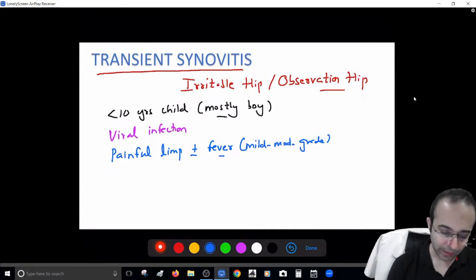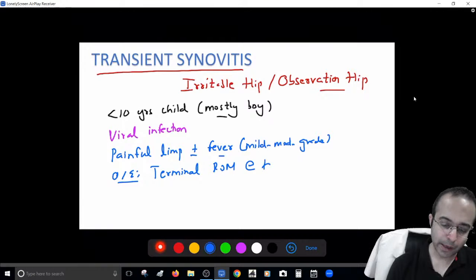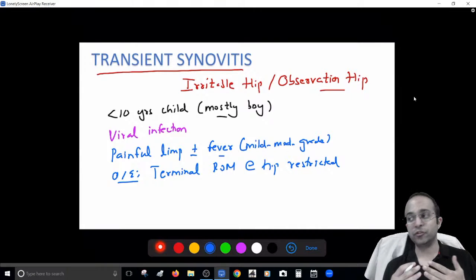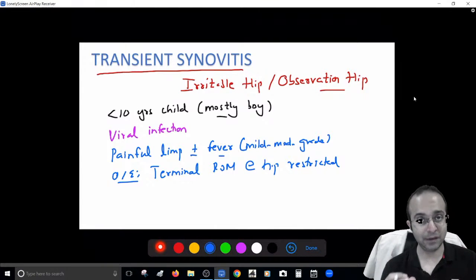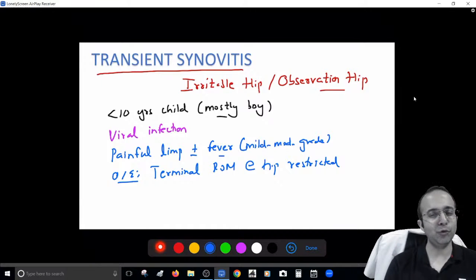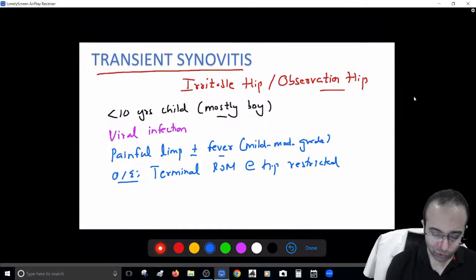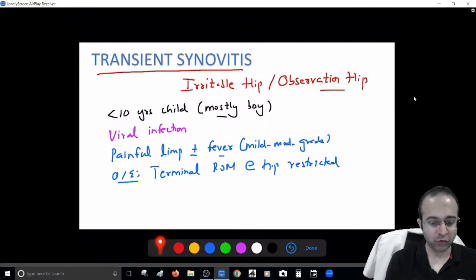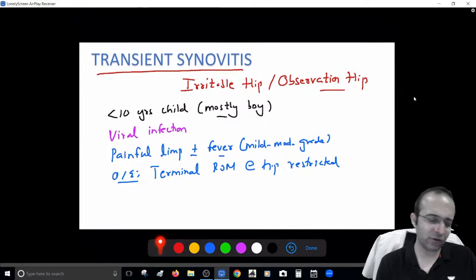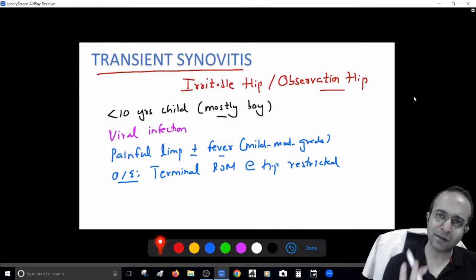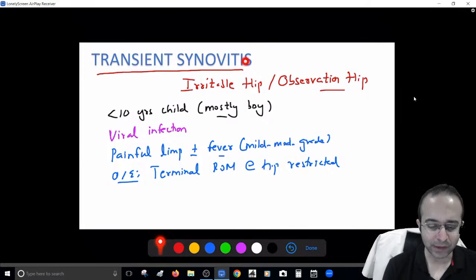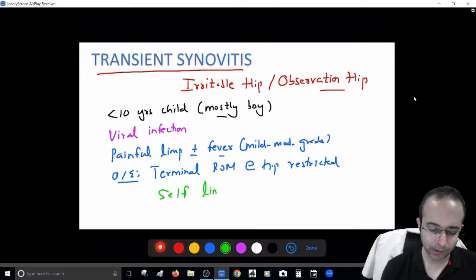Now when you examine, you will find only the terminal range of motion at the hip joint restricted. It won't be a restriction of movement that is fulminant, classical, or too much. It will be only those terminal ranges of motion that are restricted. Now this could be some minor infection, some minor injury, or some cross reactivity to a viral infection. So the cause is unknown, but for some unknown reason you have synovitis in the hip that is totally temporary, transient, and improves by itself. It's just a self-limiting condition.